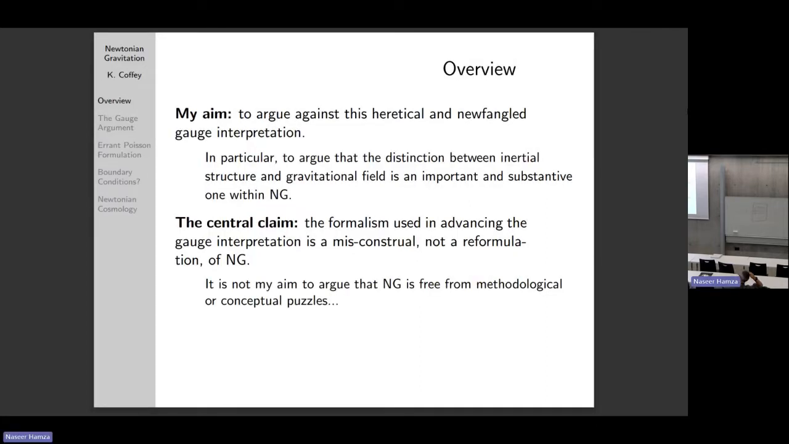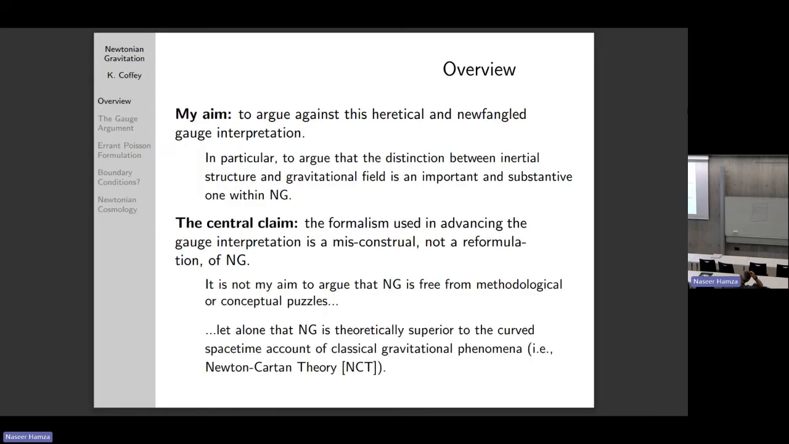Just by way of disclaimer, the aim is not to argue that Newtonian gravitation theory is free from all methodological and conceptual puzzles. Certainly don't think that. Let alone to argue that it is a superior theory to a curved space-time account of classical gravitational phenomena, what often goes by the label Newton-Cartan theory.